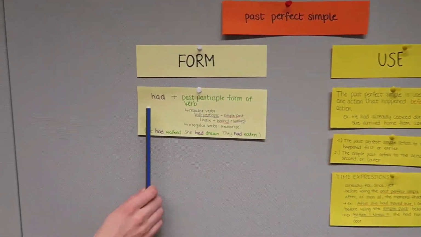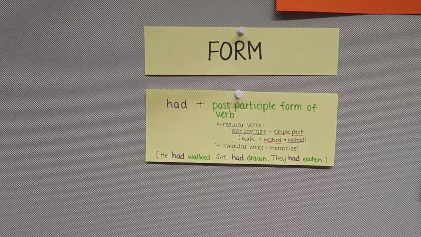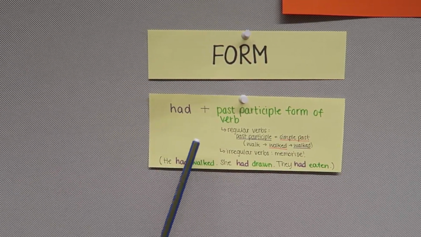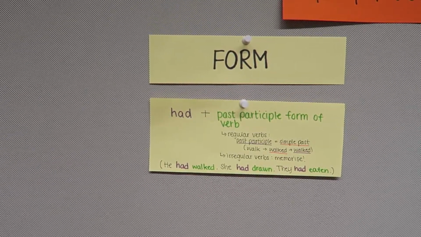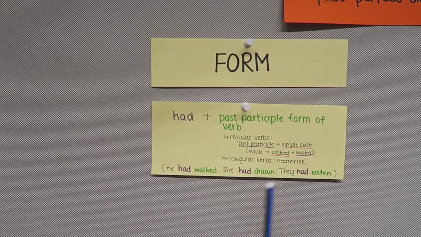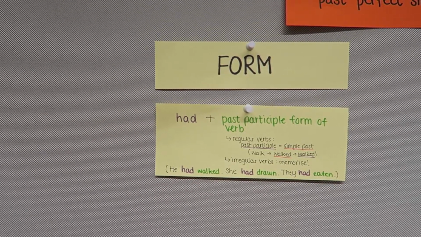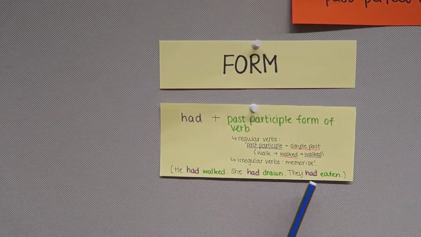The form is had plus the past participle form of the verb. The past participle form of the verb could be a regular verb, which means that the past participle has the same form as the simple past. So walk, walked, walked. Or it could also be an irregular verb, which you have to memorize. He had walked, she had drawn, they had eaten.